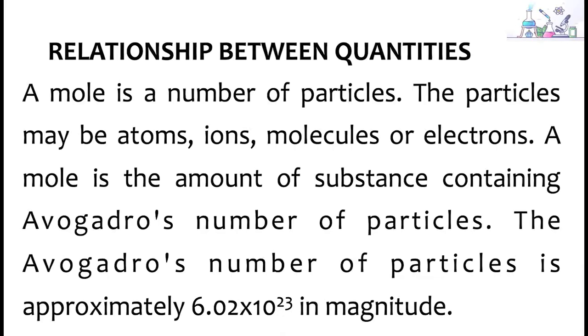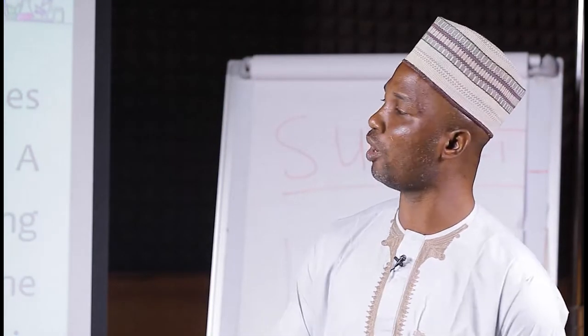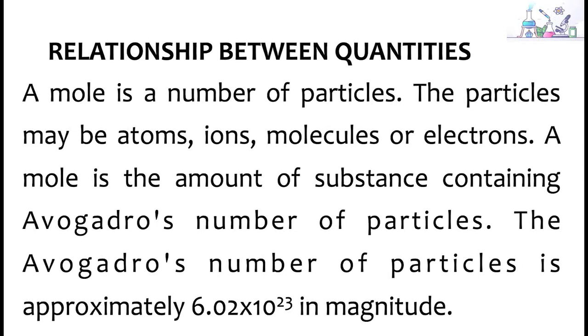In our last lesson, we did define a mole, but today we will say a mole is the number of particles. The particles may be atoms, ions, molecules, or electrons. Like I said in my last lesson, a mole is a unit of measurement, measured with reference to Avogadro's number, which is approximately 6.02 times 10 raised to the power of 23 in magnitude.